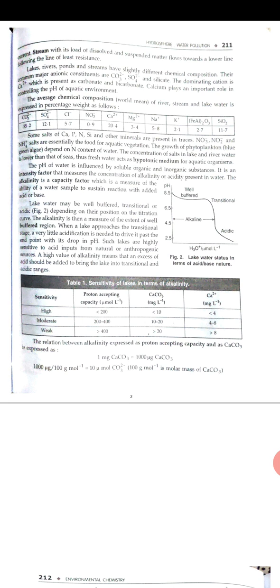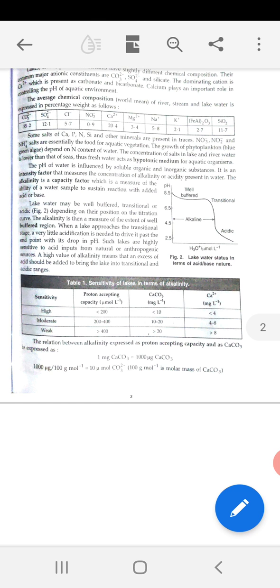Nitrate, nitrite and ammonium salts are essentially the food for aquatic vegetation. The growth of phytoplankton and blue-green algae depends on the nitrogen content of water. The concentration of salt in lake and river water is lower than that of seas. Thus, fresh water acts as a hypotonic medium for aquatic organisms.